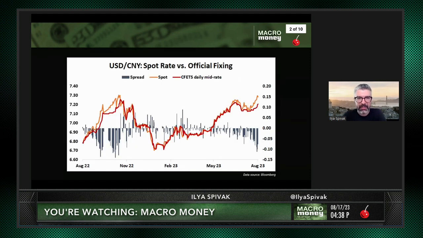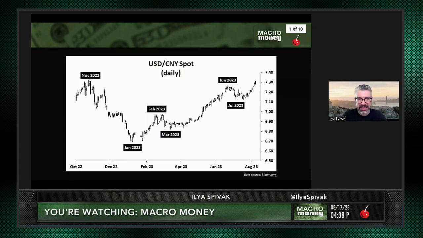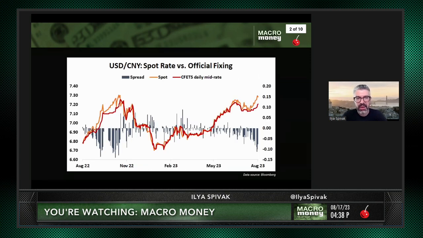Here's what's been happening. So the orange line here is the spot rate. That's what we just looked at. The red line is that daily fix. And you can see here the oscillations around it. So you can see that at the beginning of the year, those oscillations were relatively modest. Those two lines were very close together.